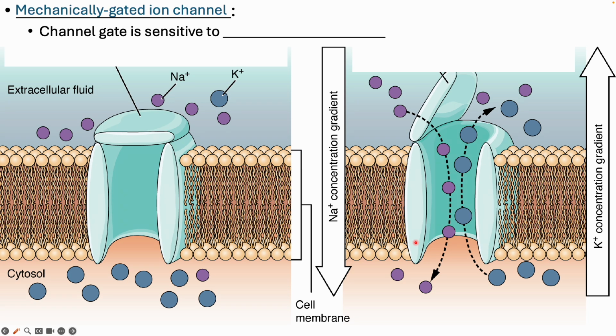Mechanically gated ion channels are similar to ligand-gated channels, except they're sensitive to some sort of physical deformation. So it could be pressure or some other mechanical force that ultimately leads to the channel being open. So touch and pressure receptors fall into these categories and are what's going to trigger the opening of these channels.